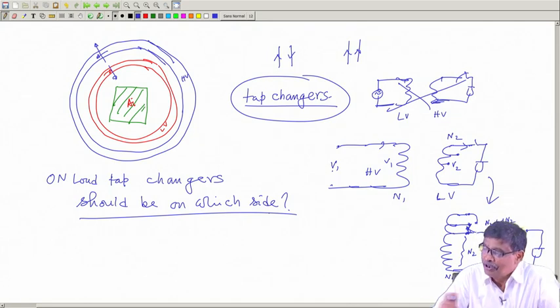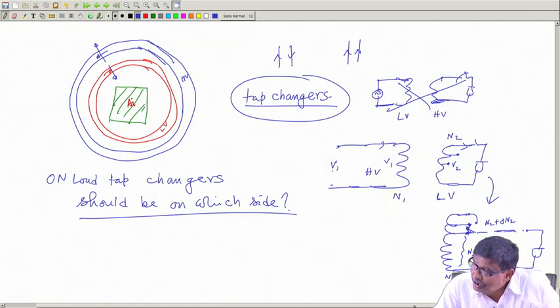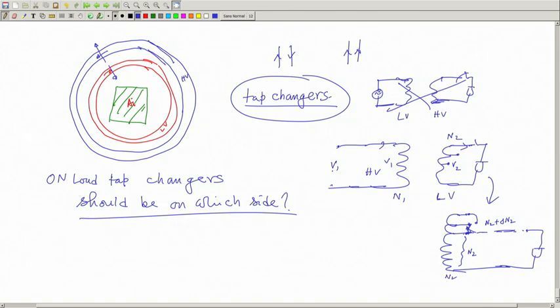No, because LV side current is more. So, whenever you move this switch from this point to this point, you are trying to break the current and quickly it will be short circuited, this turn a bit. So, tap changers will be much more stressed. Therefore, the tap changer should always be on the HV side.